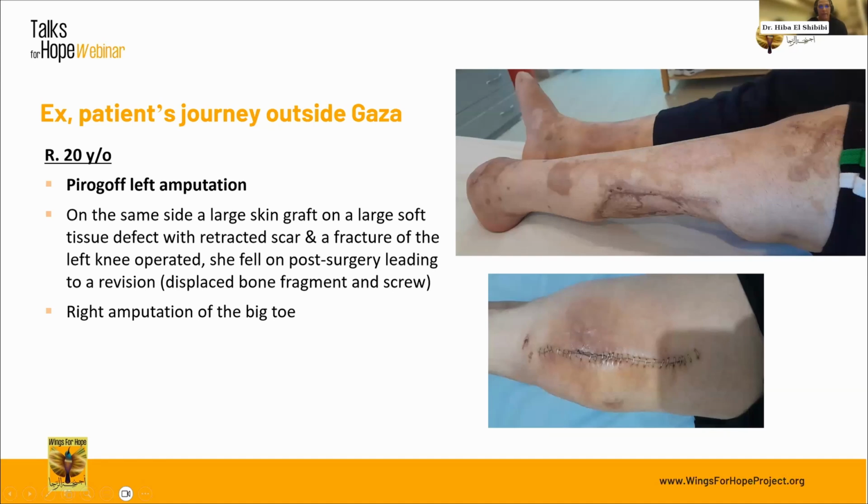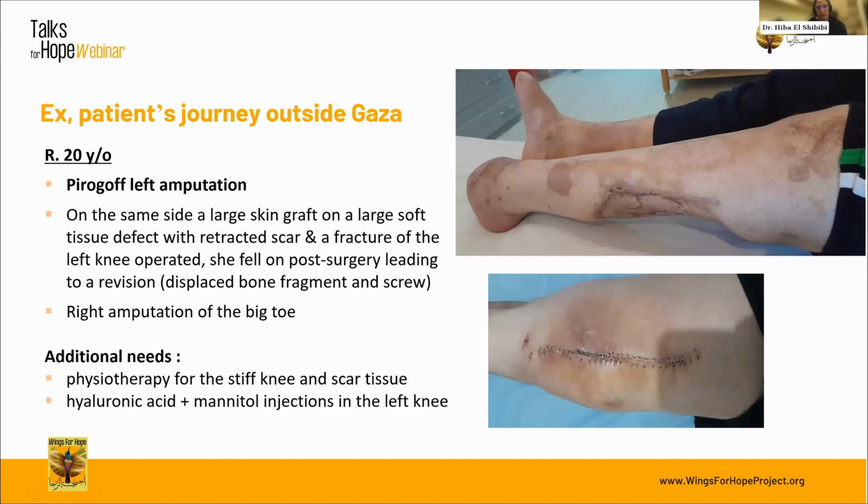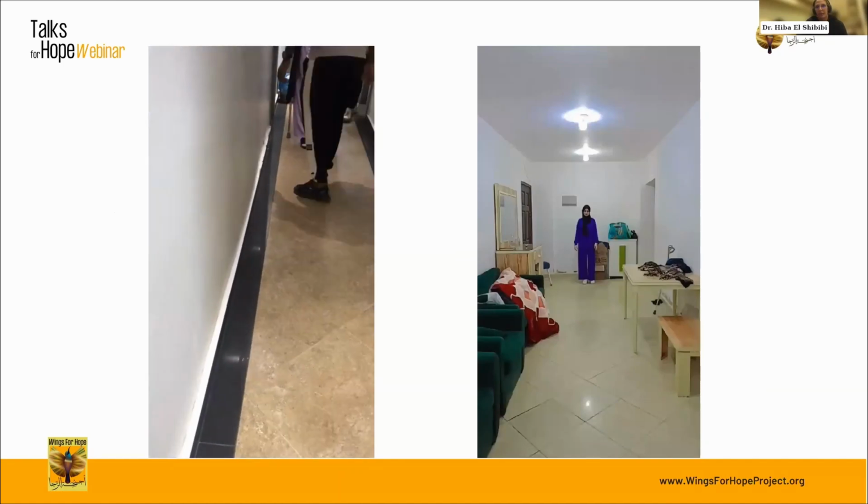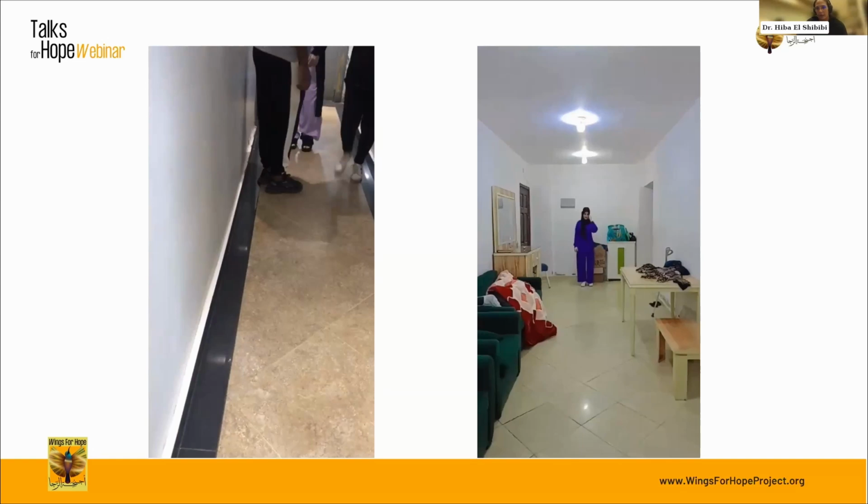So this is after the new surgery, this picture. And for the additional needs, she needs physiotherapy because she has a stiff knee, and for her scar tissue, she's followed by an orthopedic surgeon that is doing hyaluronic acid and mannitol injection that are expensive. So it's near to $200. That's huge for a refugee. And this is the patient at her first fitting. You can see that's not satisfying. And this is the same patient 3 months later.